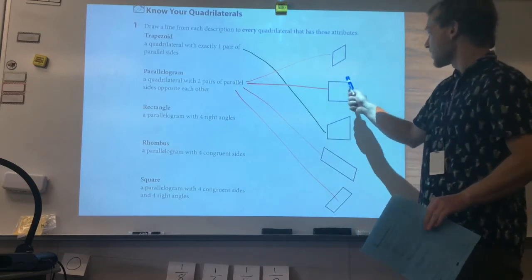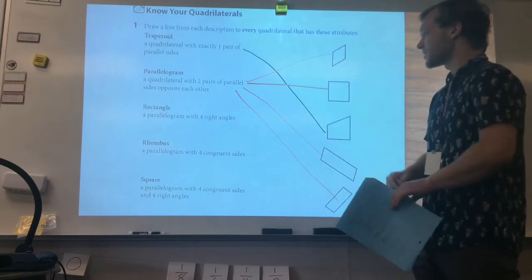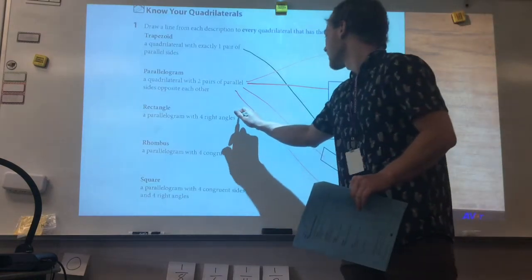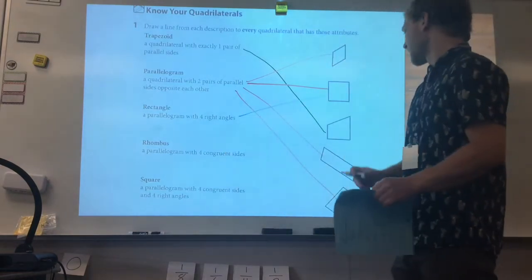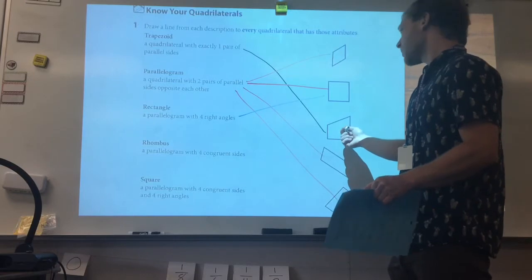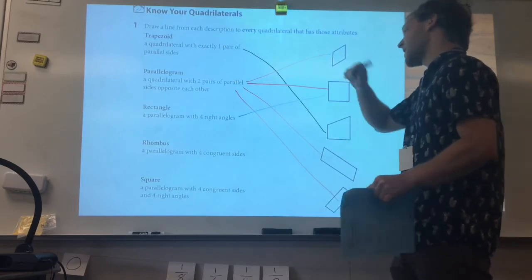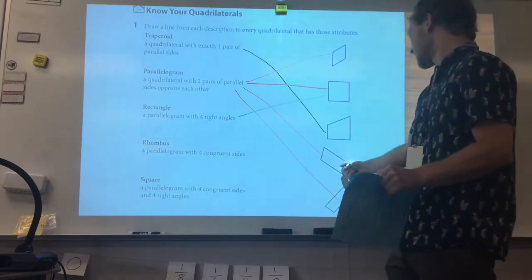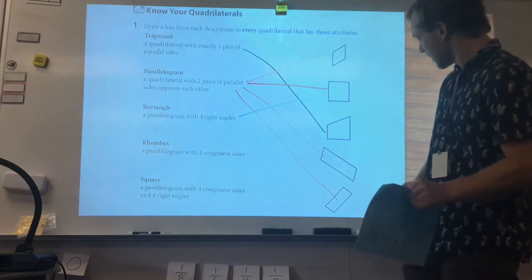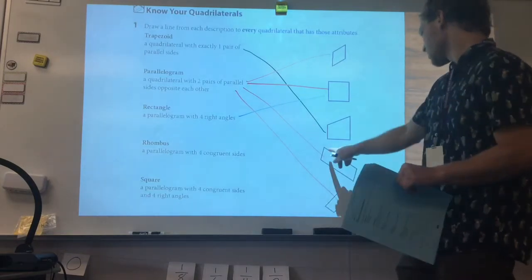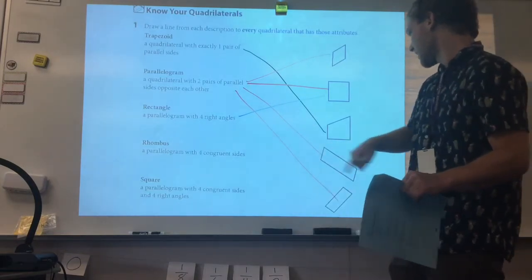This shape has 1, 2, 3, 4 right angles, so it is also a rectangle. Let's look at this shape. Nope, if it's not a parallelogram, it is not a rectangle. Does this have 4 right angles? No, this one is slightly acute, this one is slightly obtuse.